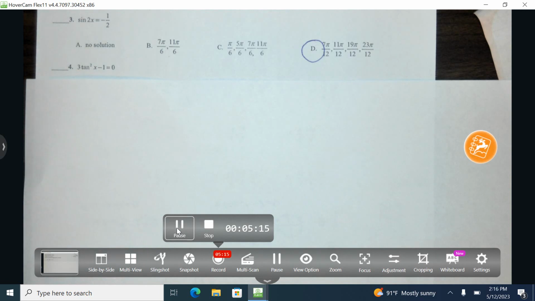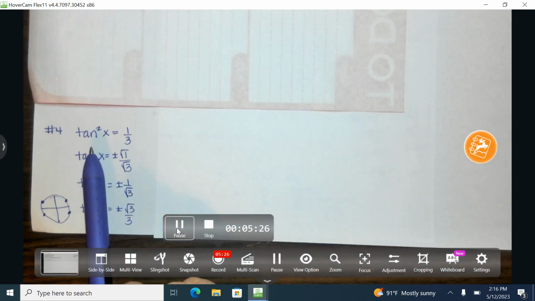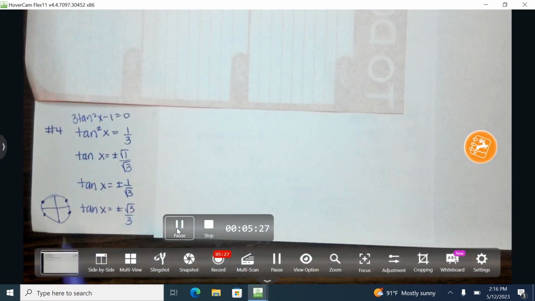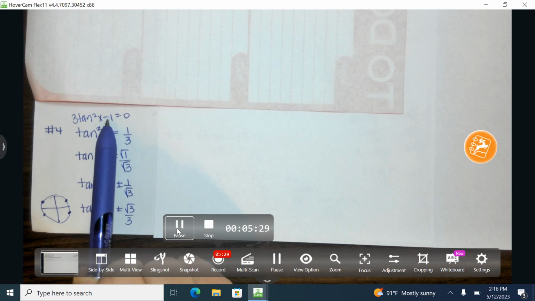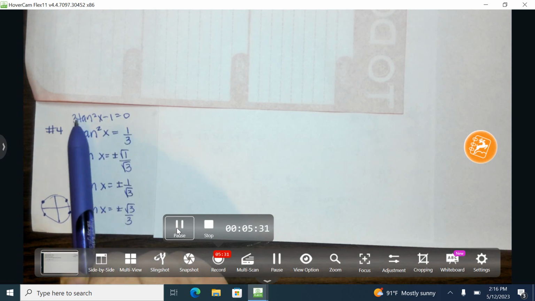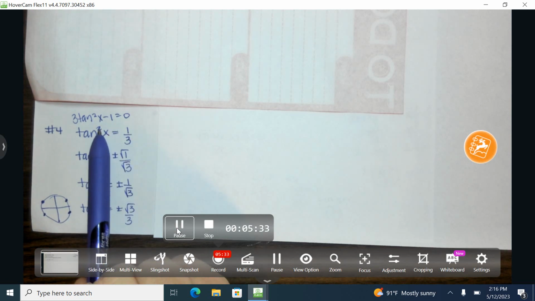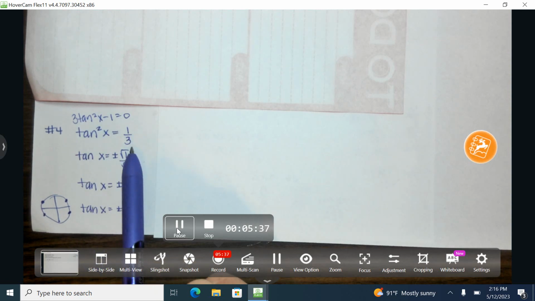Let's look at number 4. Now, number 4 reminds me of number 2. We have a trig function, and it's squared. We're only looking at one cycle around. I'm taking this original problem that's provided to me. First, I'm going to add 1 to the opposite side, and then I divide by 3. To get rid of the square, I'm going to square root both sides. Keep in mind, this means I'm going to have 2 answers. So I square root both the top and the bottom.